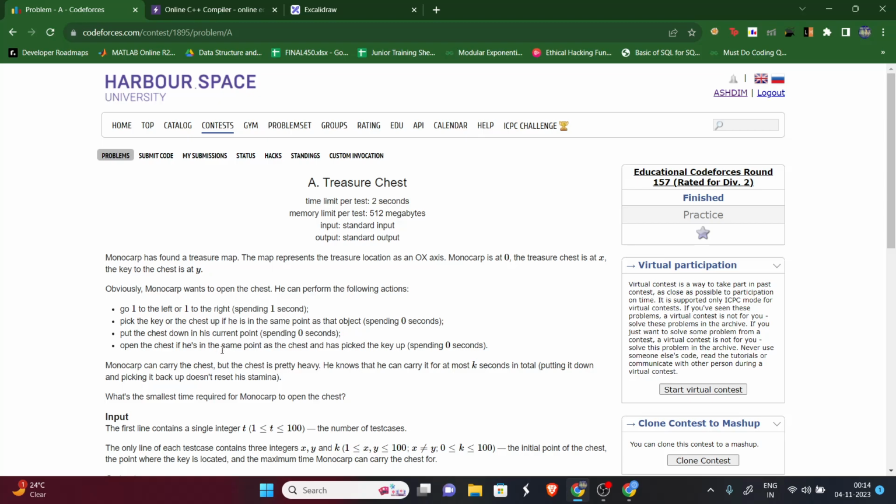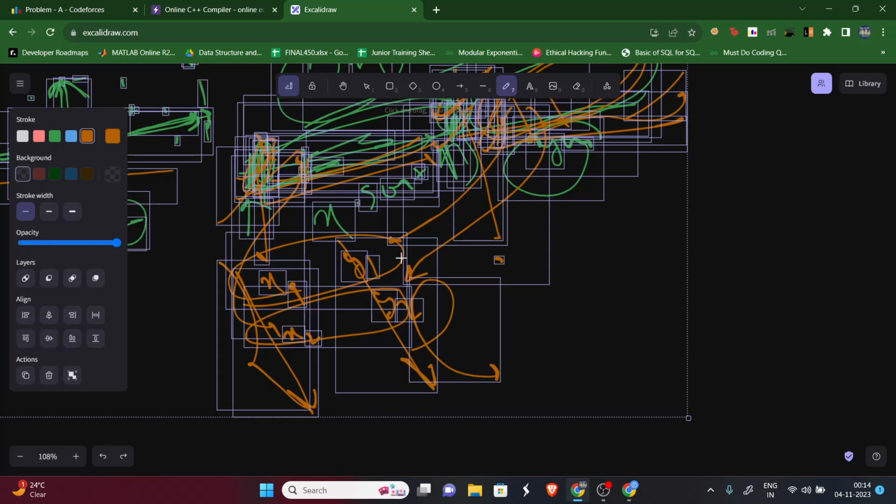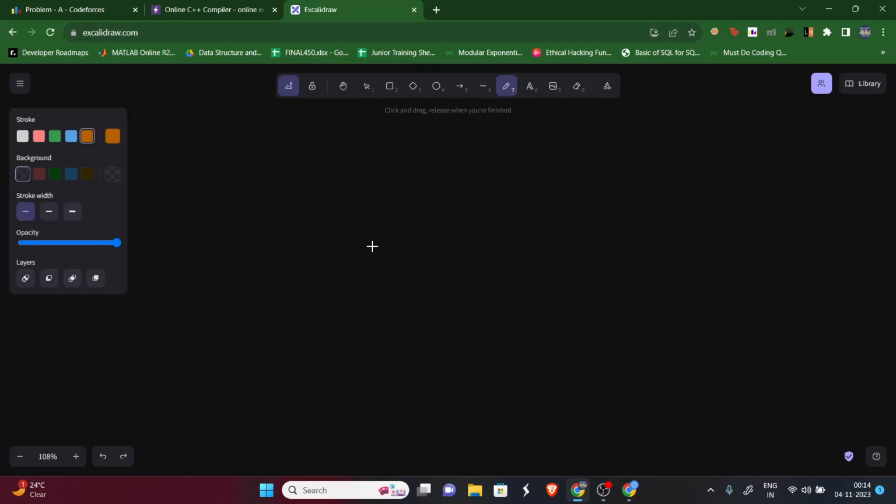Now one more thing, he can pick the key and travel for any long time, but he can travel with the chest for at max k seconds. So that's what was given in the question. So basically, just a second, what the question is saying.